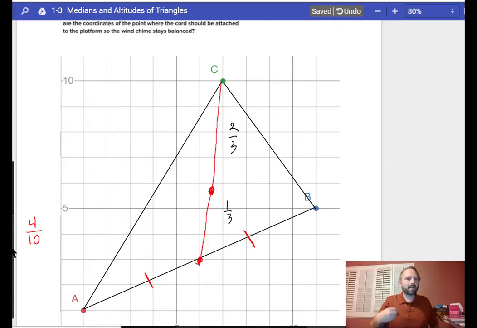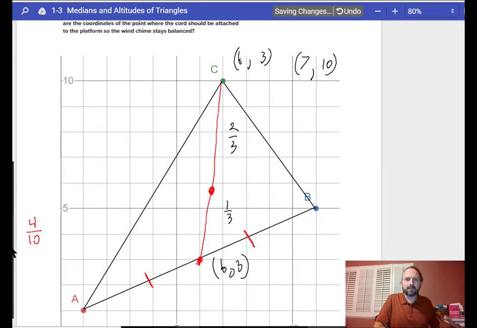Well, I can figure out what my distance is, or where my slope's going to be. What point is this? This point is 6, 3 right here, if I did my calculations right. And I know that this is 7, 10. So I'm going to figure out what my slope is from there. My slope from here to here, my delta x will be 1. My delta y will be 7.